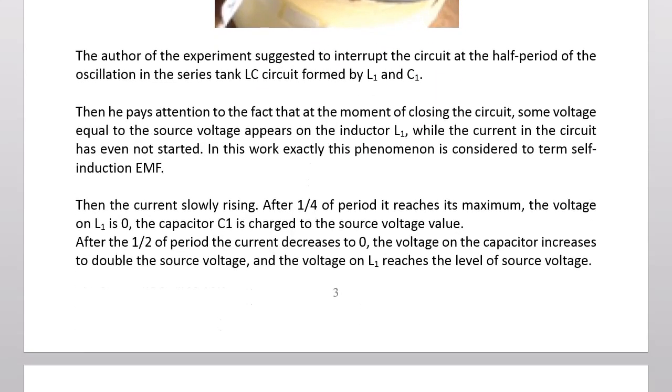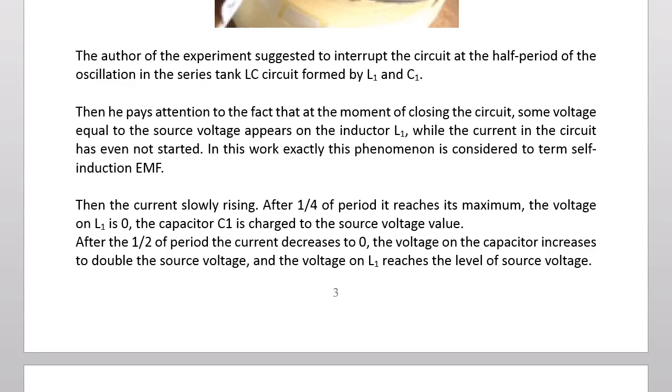The author of the experiment suggested interrupting the circuit at the half period of the oscillation in the series tank LC circuit formed by L1 and C1. Then he paid attention to the fact that at the moment of closing the circuit, some voltage equal to the source voltage appears on the inductor L1, while the current in the circuit has not even started. In this work, exactly this phenomenon is termed self-induction EMF. Then, the current slowly rises.